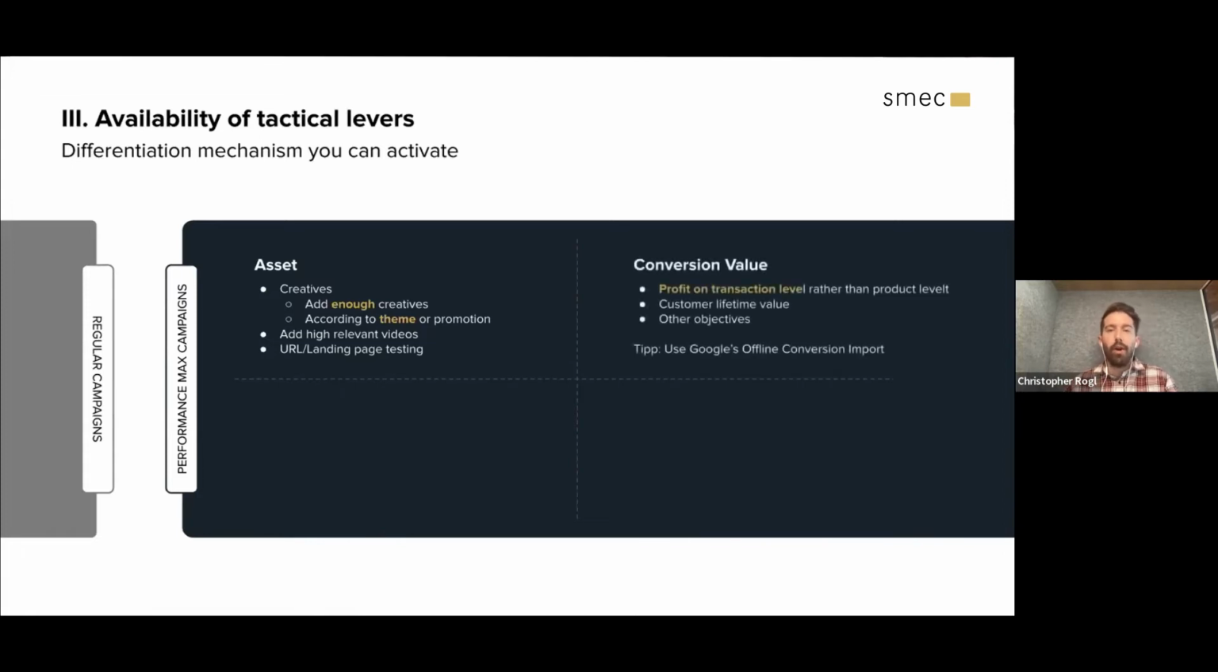When we talk about conversion value, which is one of the biggest remaining levers, it might be smart to transition to other metrics rather than a pure revenue-based approach. What we often see nowadays is people focusing on revenue as conversion value, but you can also bring in profit on a transactional level rather than on product level, or more ambitious metrics like customer lifetime value. You can also use new customer acquisition values, or any other objective which you can assign a value to.